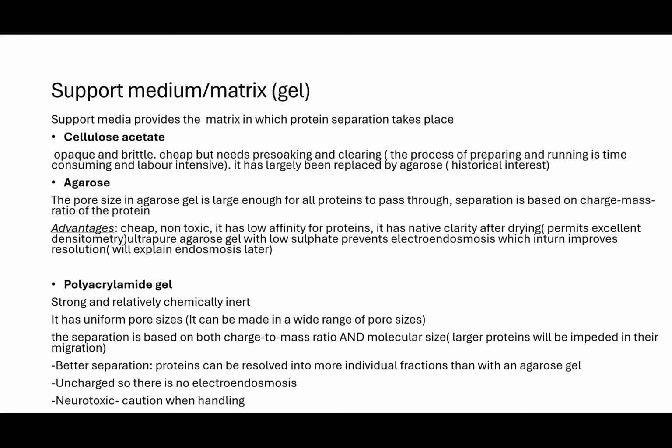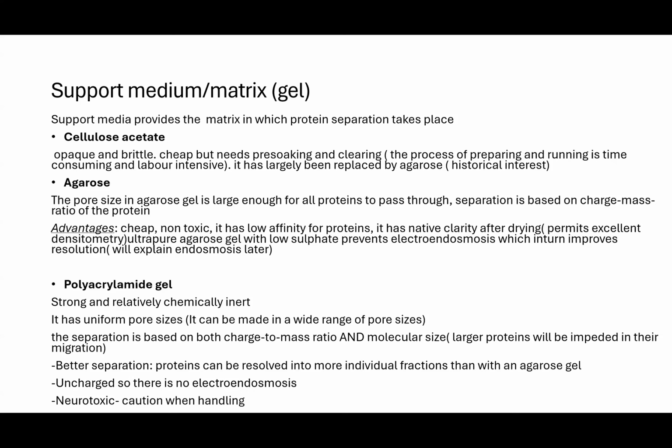So one of them is cellulose acetate. It is cheap, but the process of preparing it and running it is quite time consuming and labor intensive. And my understanding is that it used to be used more often in the past, whereas now it's largely been replaced by agarose gel.